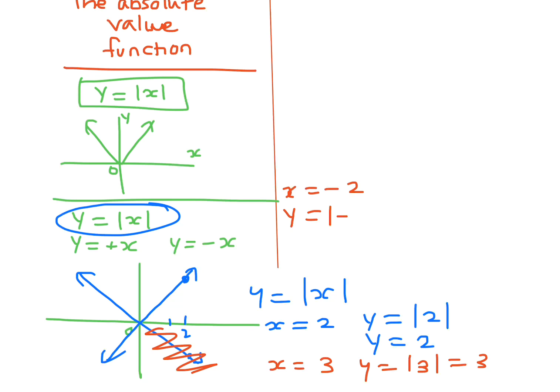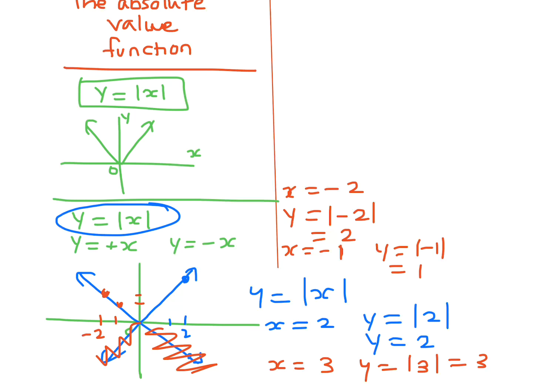And if you put in x equals minus 2, have a look what happens. So you get the absolute value of minus 2, which is positive 2. So if you put in minus 2, you get positive 2, which is up there, not down the bottom here. If you put in x equals minus 1, then the absolute value of minus 1 is just 1. So that's up here, not down the bottom. So you rub that out, okay?